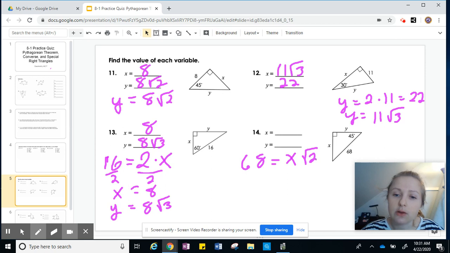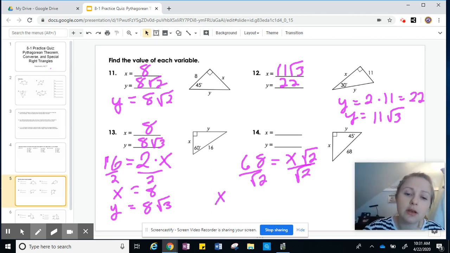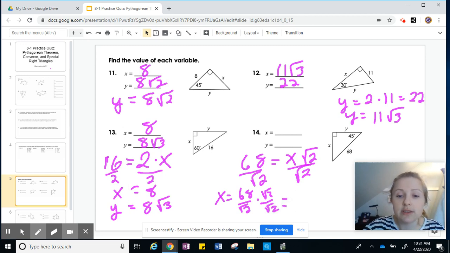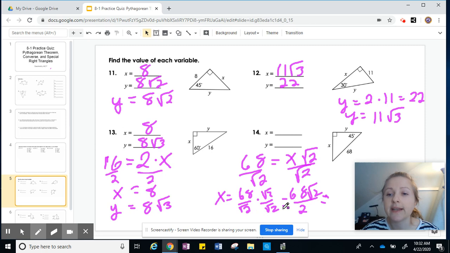In order to get that alone, we need to divide by square root of 2, but we don't like to have this radical in the denominator, so we're going to multiply that by the square root of 2 over the square root of 2, which will leave us with 68 square root of 2. And again, these square roots cancel out, so over 2. And one more thing to simplify, 68 divided by 2 is 34. So this is 34 square root of 2.